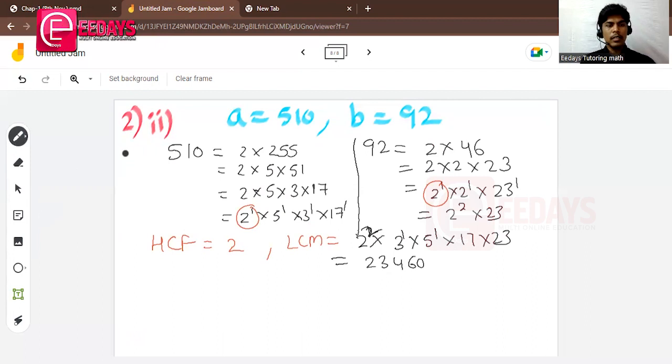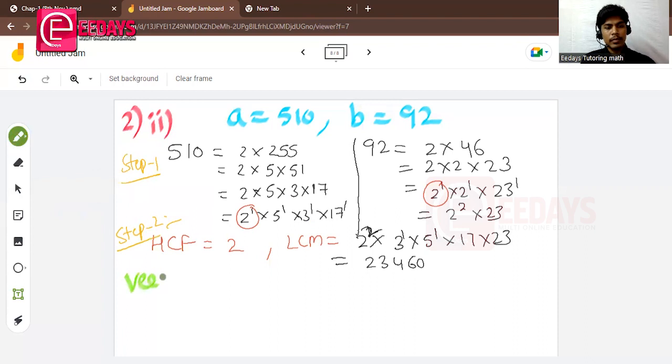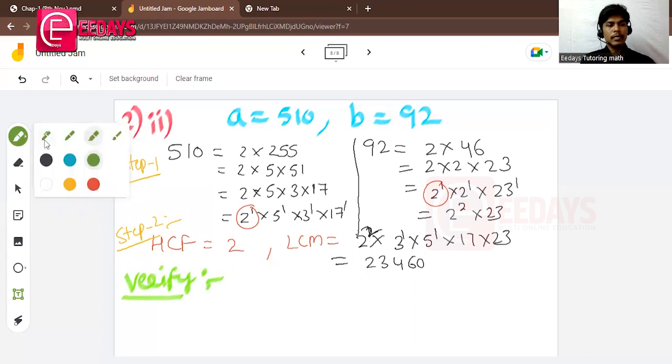So this is step one. Let's write each and every step. This is step one, this is step two: finding HCF and LCM. And the verify part is our step three. Let's write the verify. Yeah, let's write the formula.